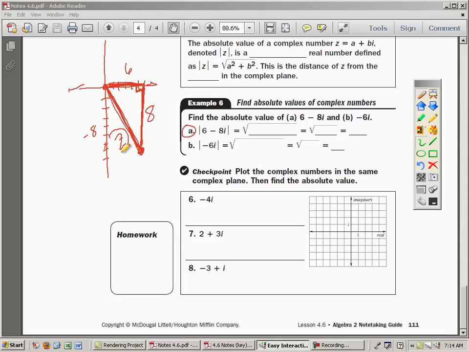So to find the hypotenuse then, that becomes 6 squared plus 8 squared equals z squared. And if I want to find what z is, I simply take the square root. And so that's where this comes from. It's just a squared plus b squared.